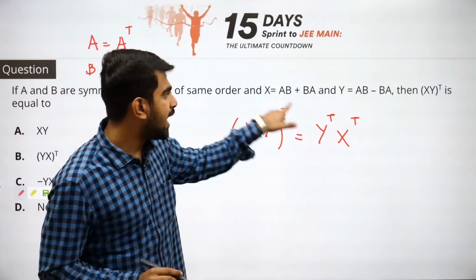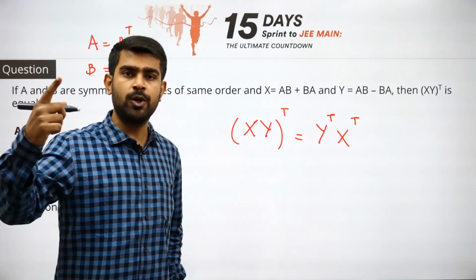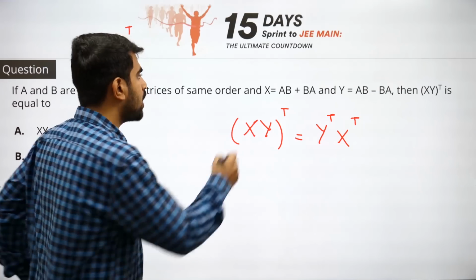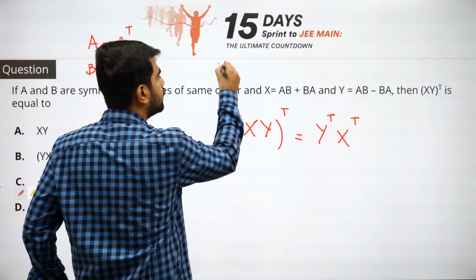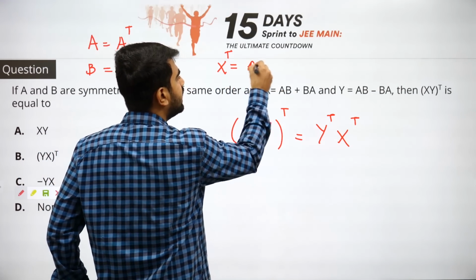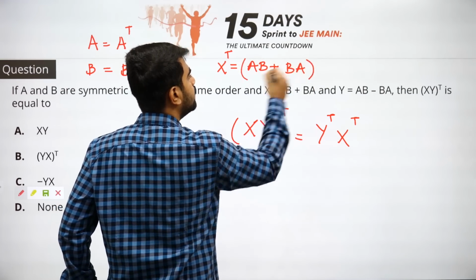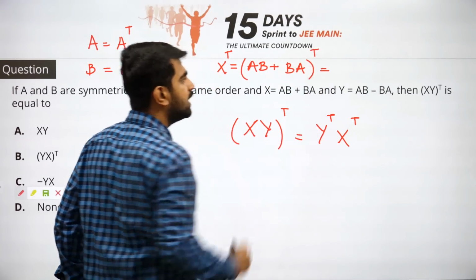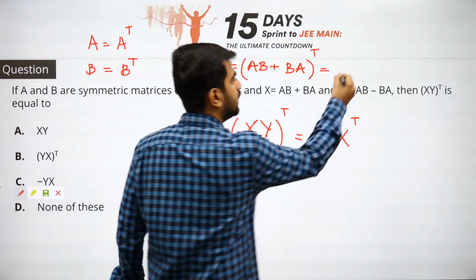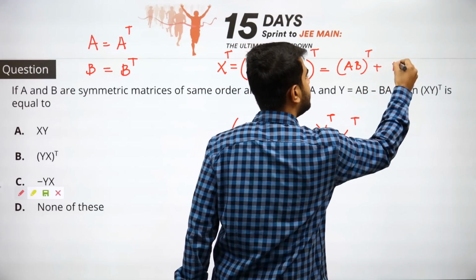Now I would like to find what is X transpose and also what is Y transpose. So let us do that first. I will find out what is X transpose. X transpose is going to be AB plus BA the whole transpose. Now that can be written as AB transpose plus BA transpose.